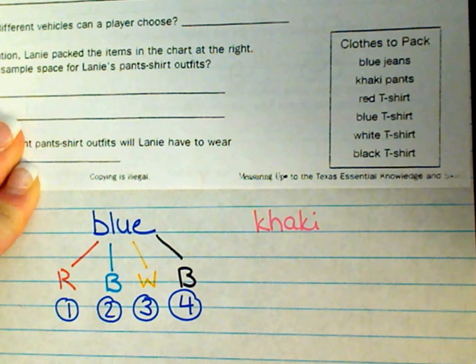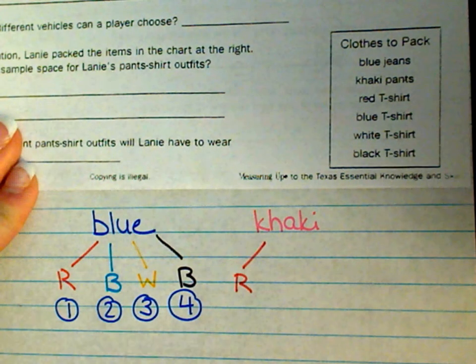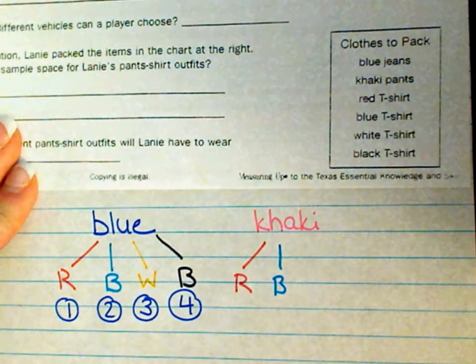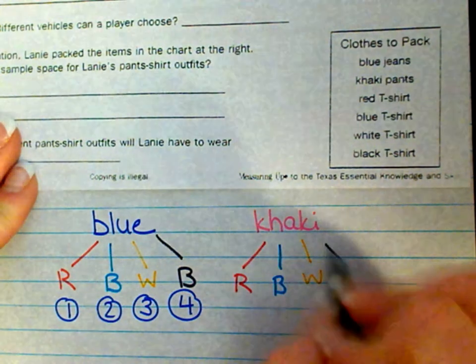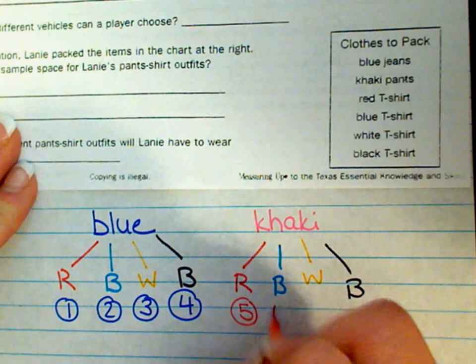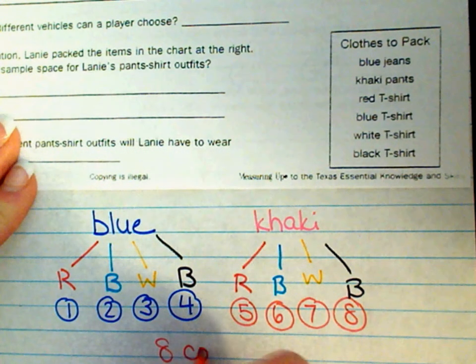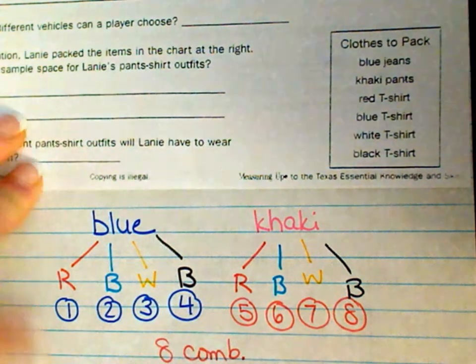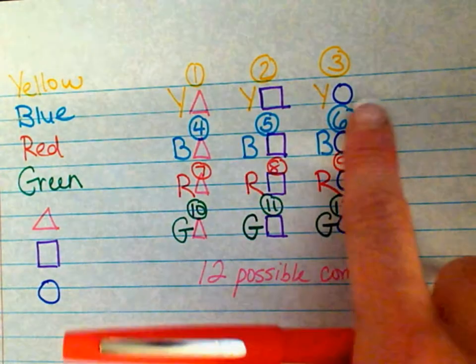With the khaki, what do you think is going to happen? Red, blue, white, and black. Another 4 possible combinations, which totals 8. In both this example and the last, we saw a pattern start to emerge.